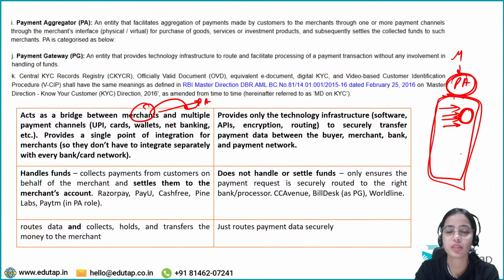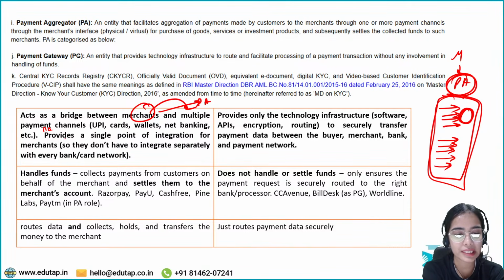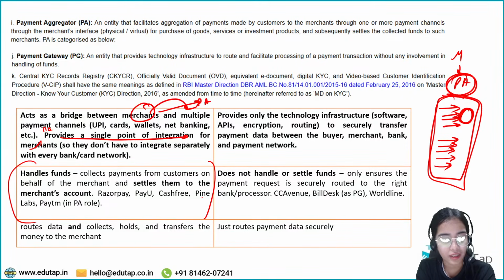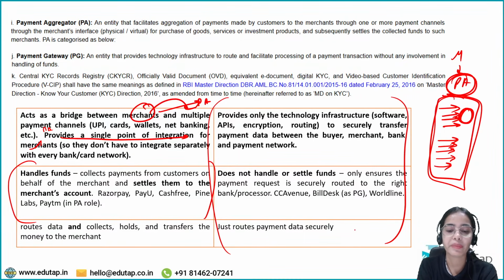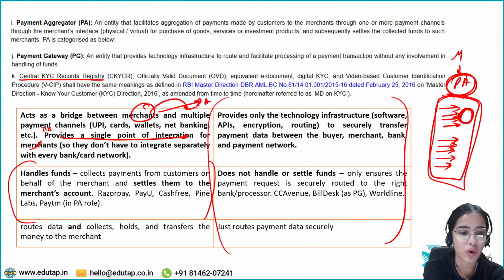UPI applications, third-party applications like Google Pay, PhonePe, Paytm and such. The payment aggregator also provides for different card networks, internet banking, and wallets and such. So the payment aggregator provides a single point of integration for merchants. The payment aggregator also handles the funds, routes the data and collects the funds, which is not done by the gateway. The payment gateway only provides a technological infrastructure to securely transfer the payment data. That's it. Now, Central KYC Records Registry.